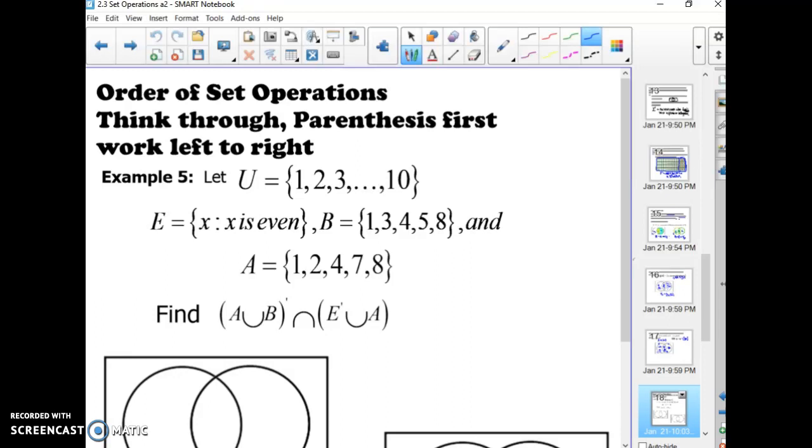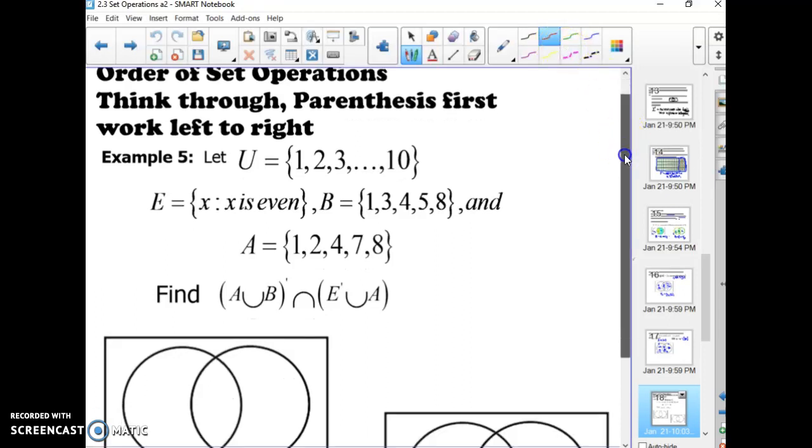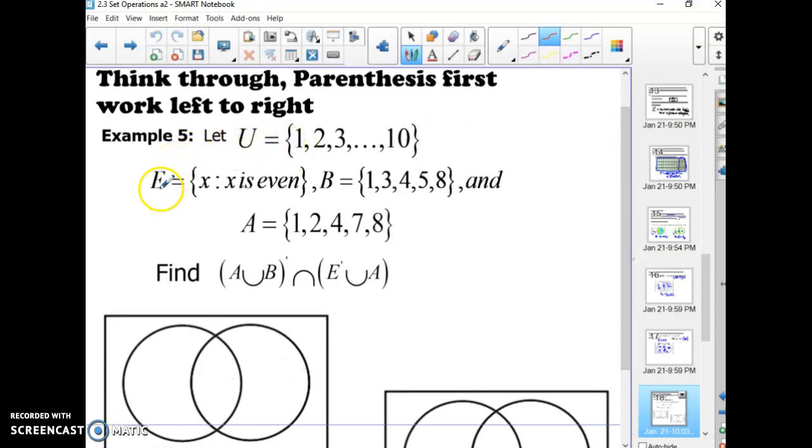So we have this example 5. The universal set is the numbers 1 through 10. E is the even numbers of my universal set. B is the set of numbers 1, 3, 4, 5, and 8. And A is the set of numbers 1, 2, 4, 7, and 8. So here's the first one, A union B complement.